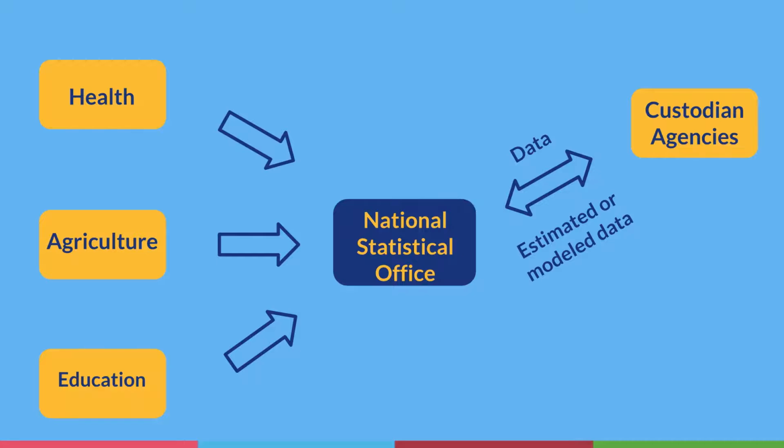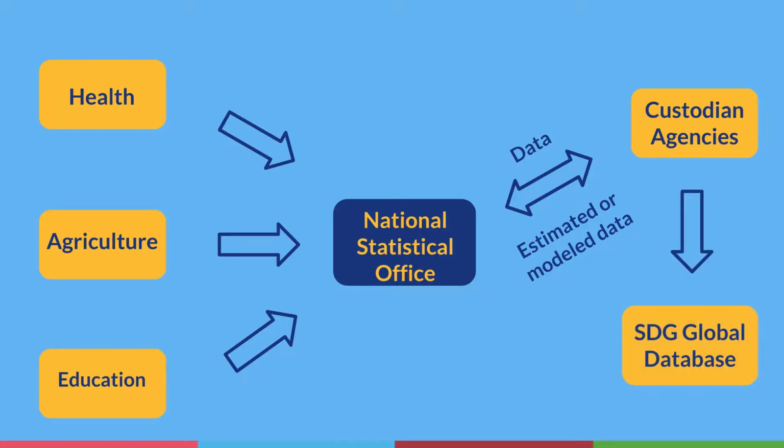Each indicator has a custodian agency responsible for collecting the data from NSOs, making adjustments if necessary, and creating global calculations to track sector trends. From the custodian agencies, the data is then sent to the United Nations Statistics Division, where it is compiled and reported to the public through the SDG Global Database platform and through annual reports on the SDGs, such as the Sustainable Development Goals report.